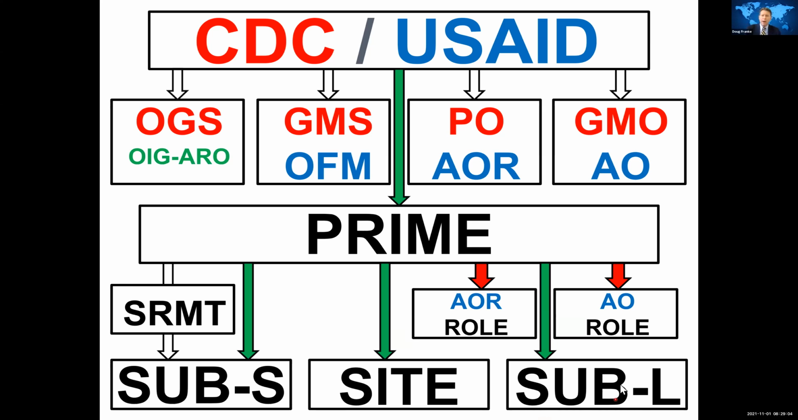Okay, now what about these boxes? Sub-A, that's a large sub. That is an organization that spends, not receives, spends more than $750,000 in its fiscal year. Not the prime's fiscal year, not the US government's fiscal year, its fiscal year. By definition then, a small sub is an organization that spends less than $750,000 in US government money, but in this case, I mean USAID money.